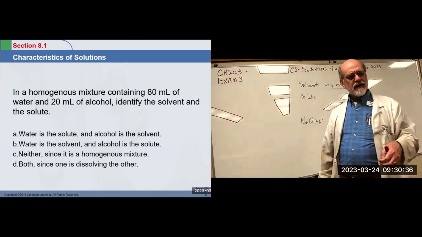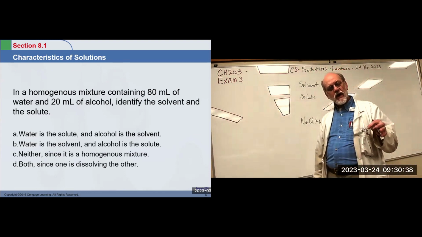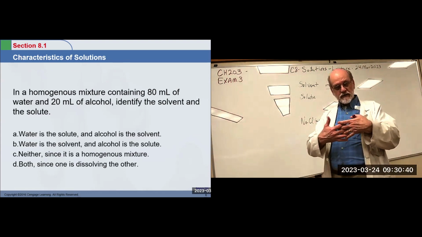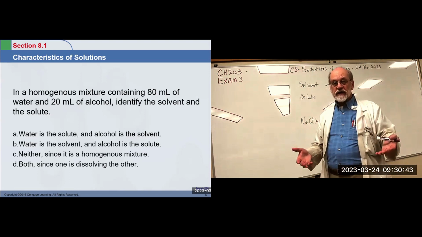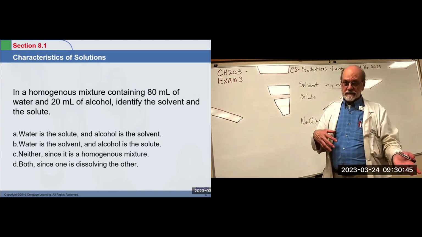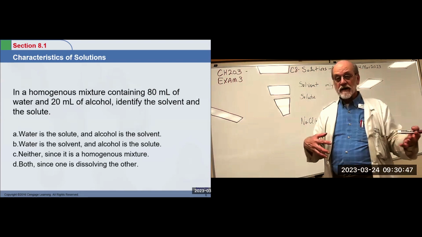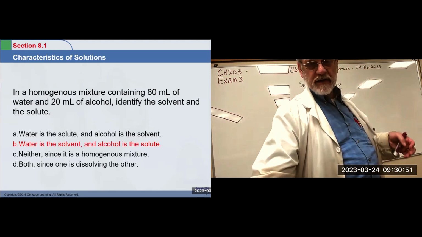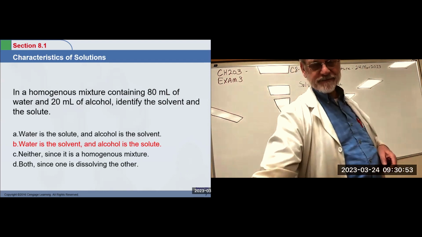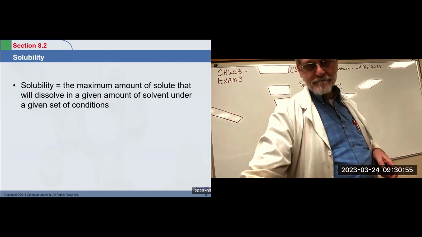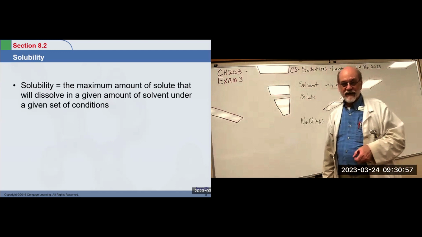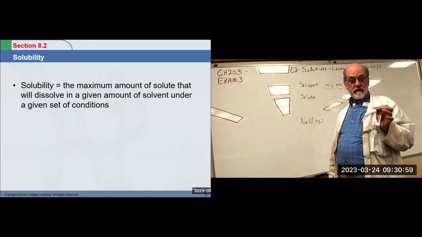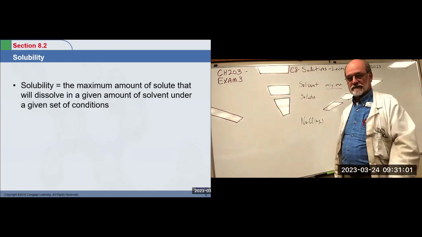So if we have 80 milliliters of water and 20 milliliters of alcohol in a solution, which one is the solvent and which one is the solute? Well, by definition, water is the solvent and alcohol is the solute. By the way, that would be 40 proof alcohol.